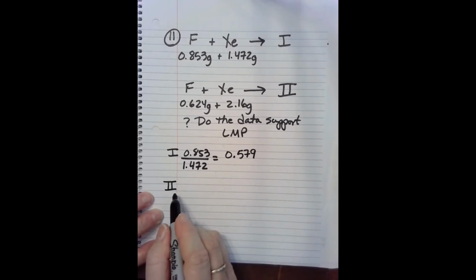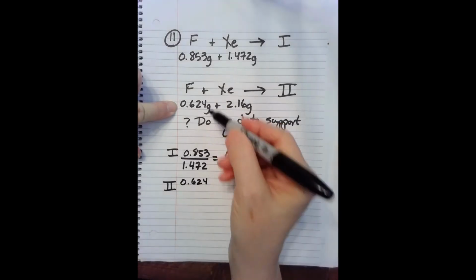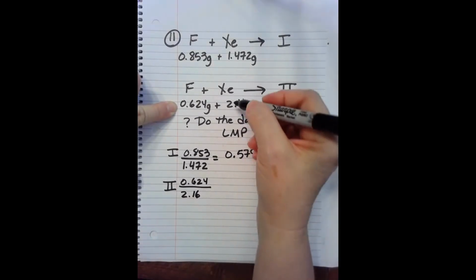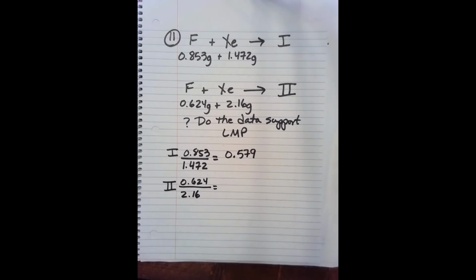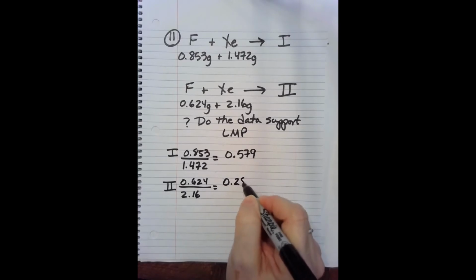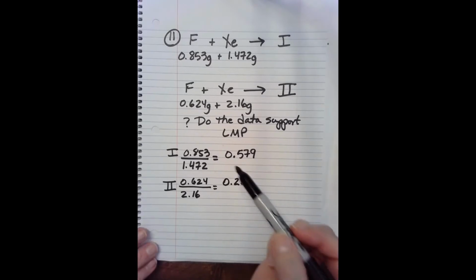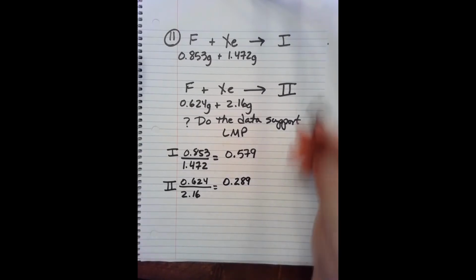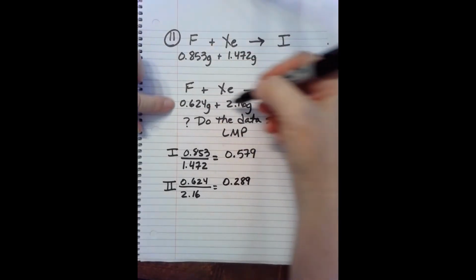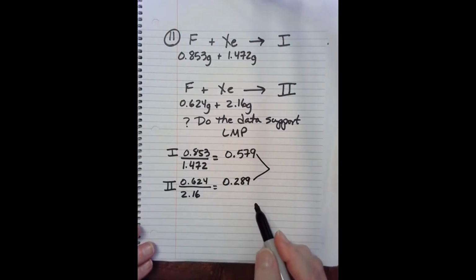So then in compound 2, it is 0.624 grams of fluorine to 2.16 grams of xenon. Since I'm just getting pure numbers here, when I put that into the calculator, I get 0.289 as my ratio. Now, this tells me how these two are comparing to each other, and now it tells me how these two are comparing to each other. So now I need to do this additional thing and compare these two.